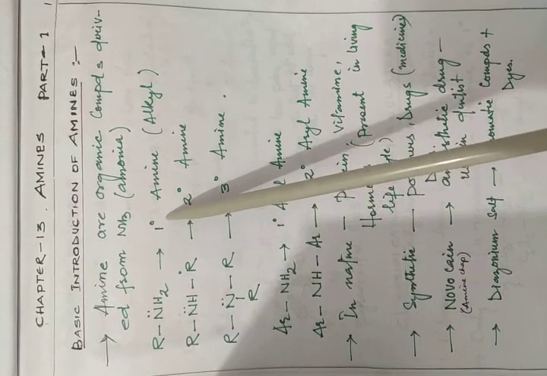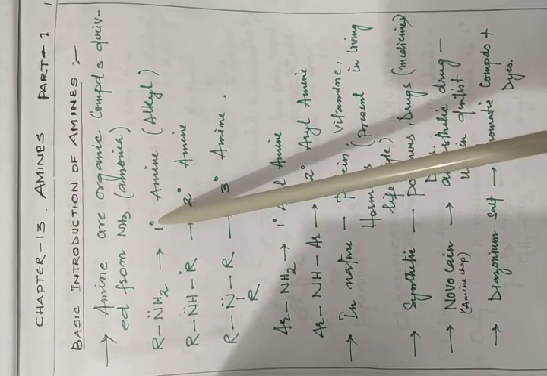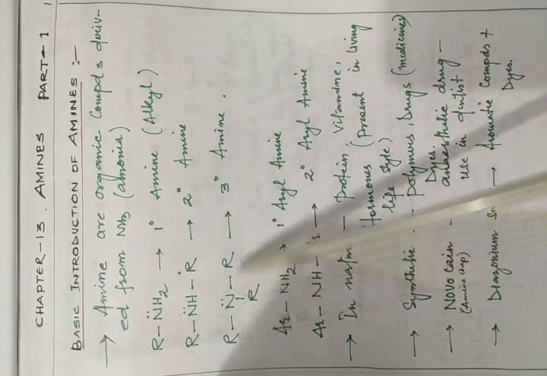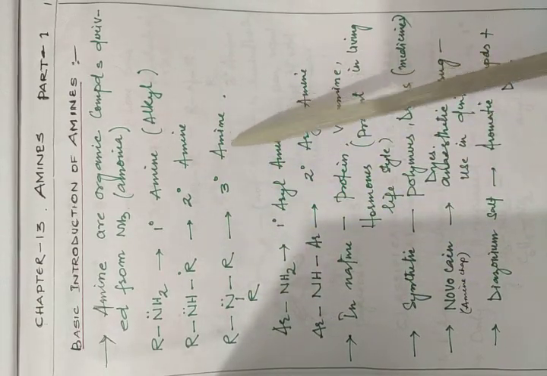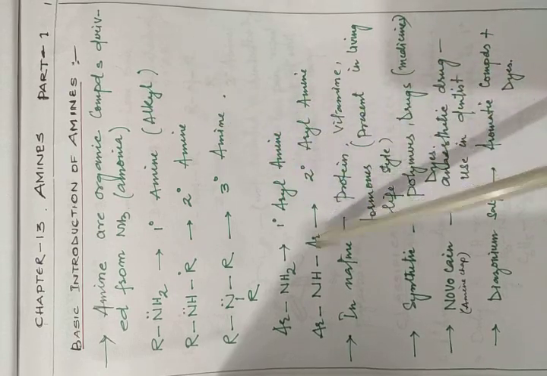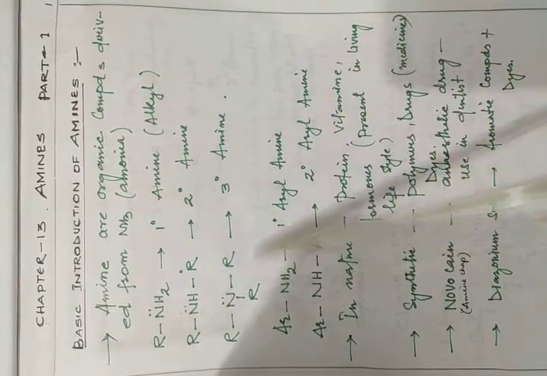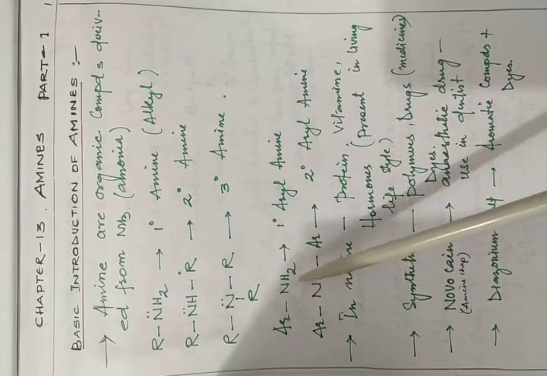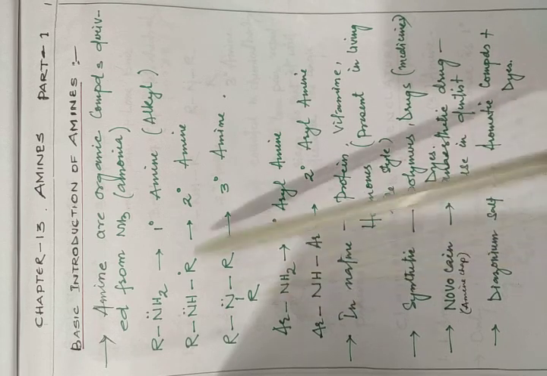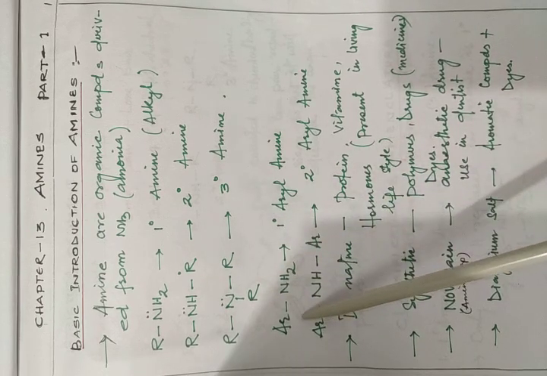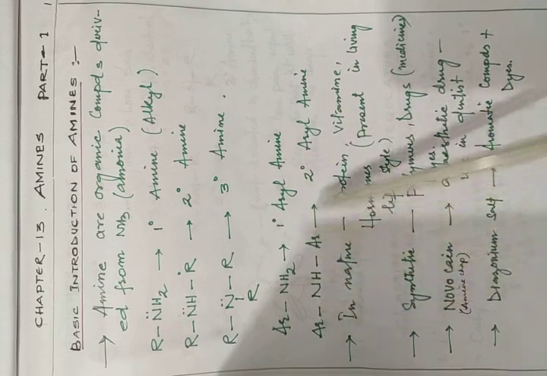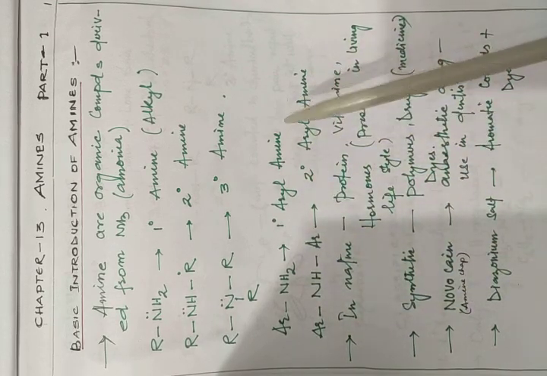If only one R is present, then we say primary amine. If R2 is present, then secondary. If R3 is present, then tertiary, that is 3 degree amine. These are alkyl groups only. Now if we take the aryl group, that is aromatic, likewise here Ar then NH2 is primary, if 2 then secondary, if 3 then tertiary.